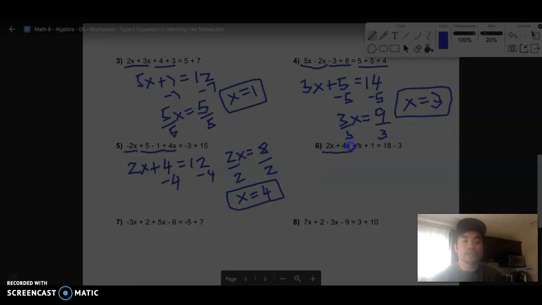2x plus 4x is 6x. 6x plus x is 7x plus 1. 18 minus 3 is actually 15. Now what I need to do is minus 1 on both sides. I think we will get a decimal. Oh, no, we won't. 7x equals 14. And how do I get rid of the 7? I'm going to divide by 7 on both sides, and I should get x equal to 2, okay?